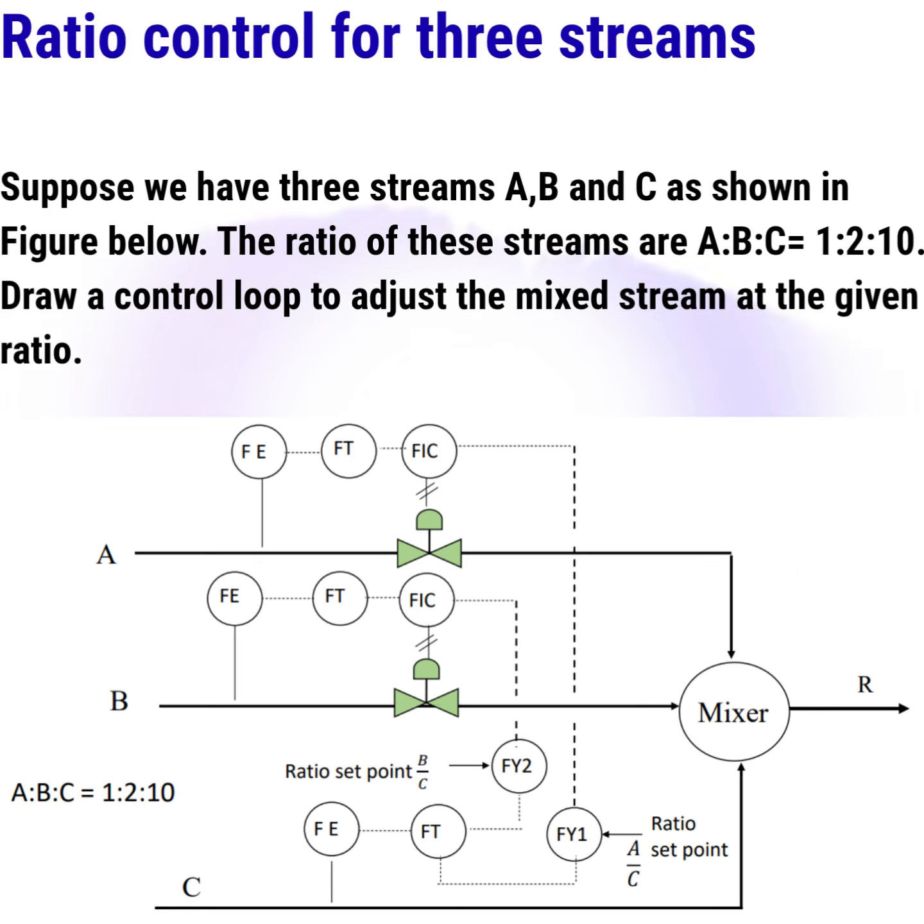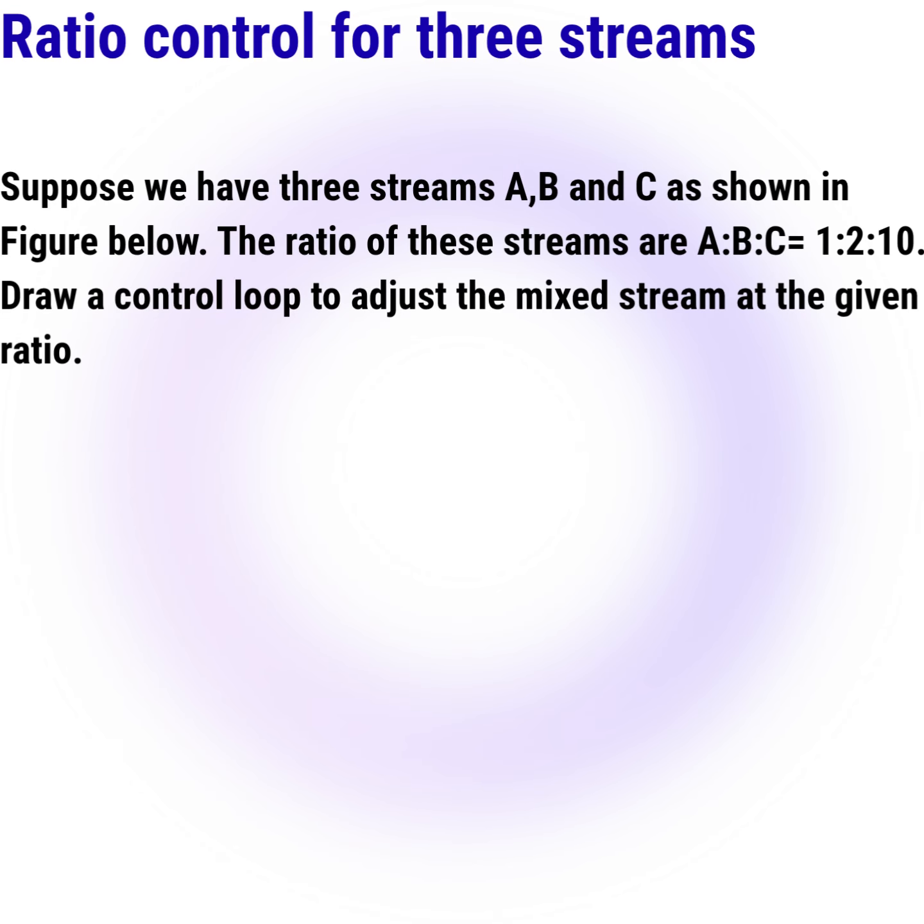Suppose we have three streams A, B and C as shown in the figure below. The ratio of these streams A:B:C equals 1:2:10. Draw a control loop to adjust the mixed stream at the given ratio. Ratio control for three streams.